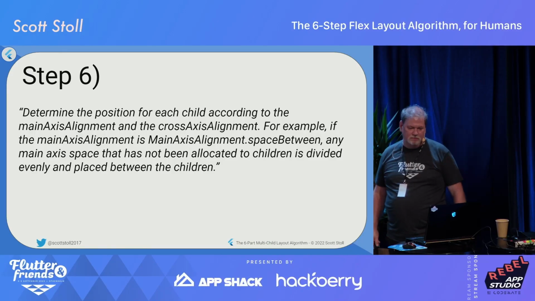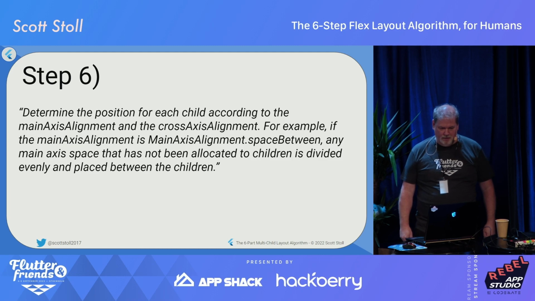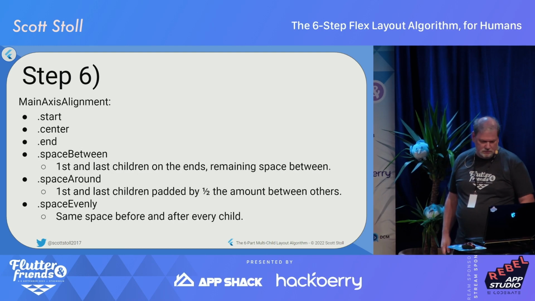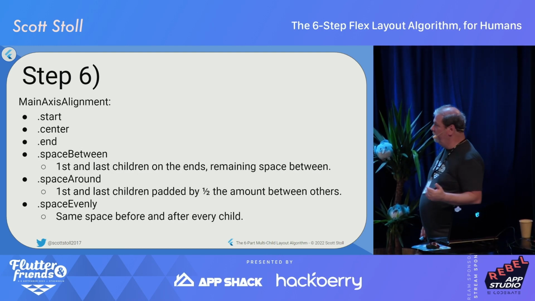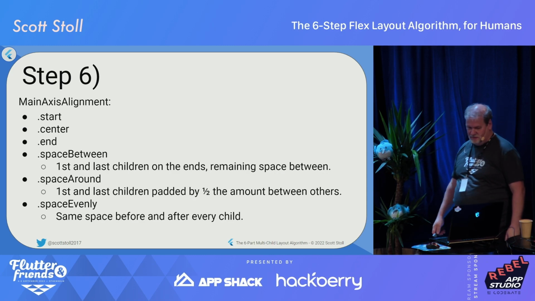Let's take a look at step 6. Determine the position for each child according to the main axis and the main axis alignment and the cross axis alignment. For example, if the main axis alignment is main axis alignment space between, any main axis space that has not been allocated to children is divided evenly and placed between the children. All right. Let's take a look at our main axis alignment options. What we've got here is start, center, and end, then space between, space around, and space evenly.